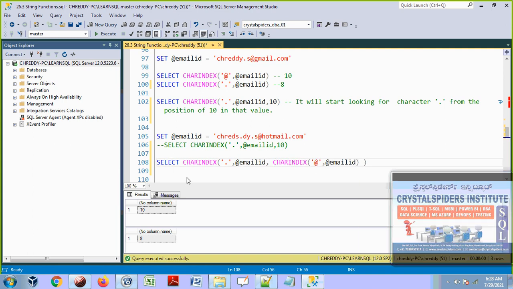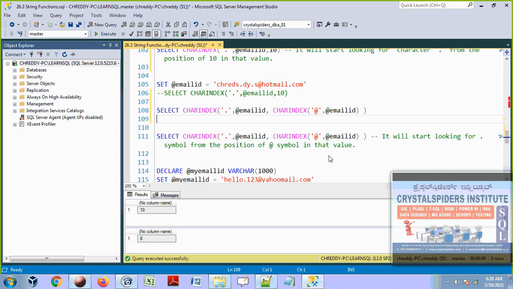You see that now? Guys, this is the CHARINDEX function. I am looking for the position of the dot symbol in the email ID value, whatever value is there in this variable, and from which position? From the position of the @ symbol. This represents that: start looking for the dot symbol from the position of the @ symbol.